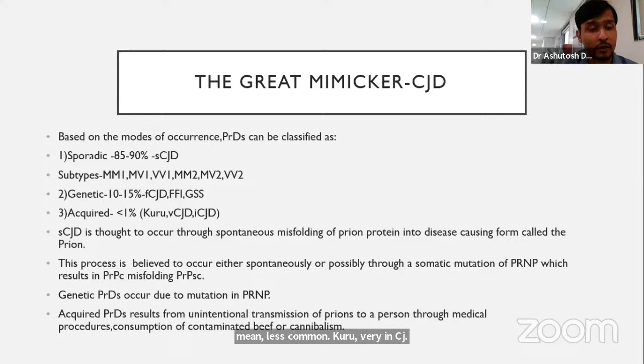Sporadic CJD is thought to occur through spontaneous misfolding of prion protein into the disease-causing form called prion. This process is believed to occur either spontaneously or possibly through a somatic mutation of the PRNP gene, which results in PrPC, the normal prion protein, misfolding into PrPSc. Genetic prion disease occurs due to mutation of PRNP, and acquired prion diseases are from unintentional transmission of prions to a person through medical procedures like dural graft transplant, corneal transplant, and consumption of contaminated beef or cannibalism, as in Kuru.